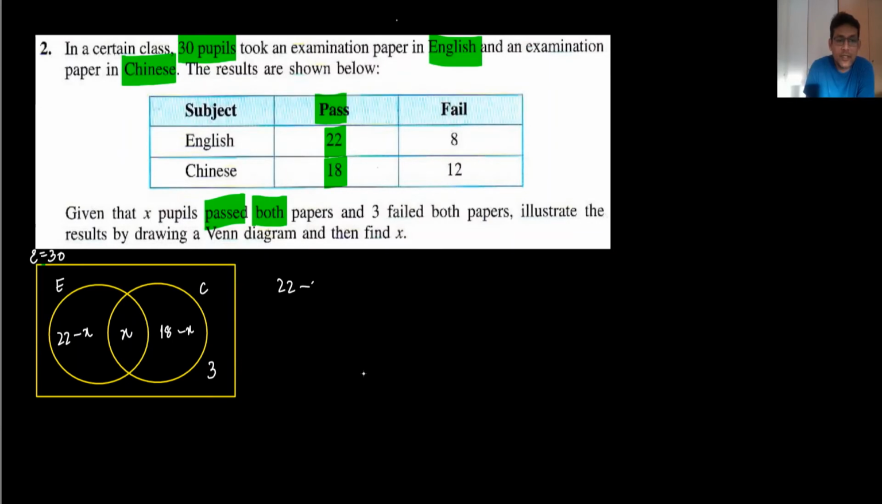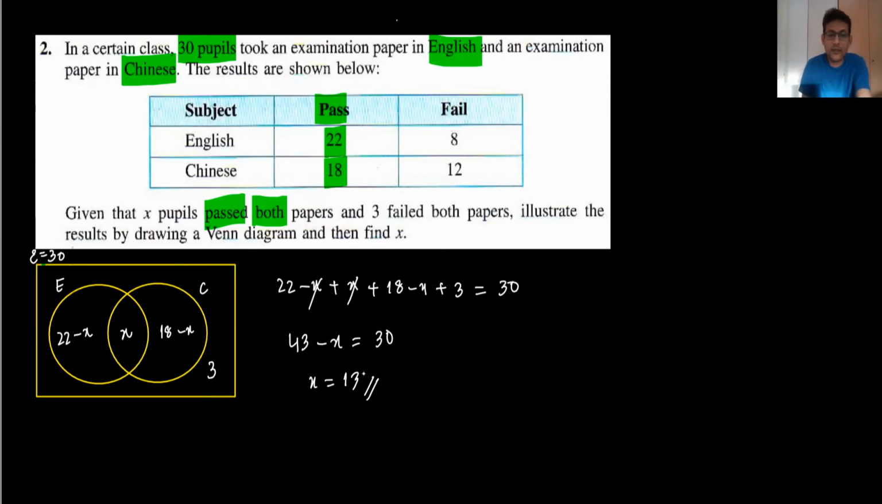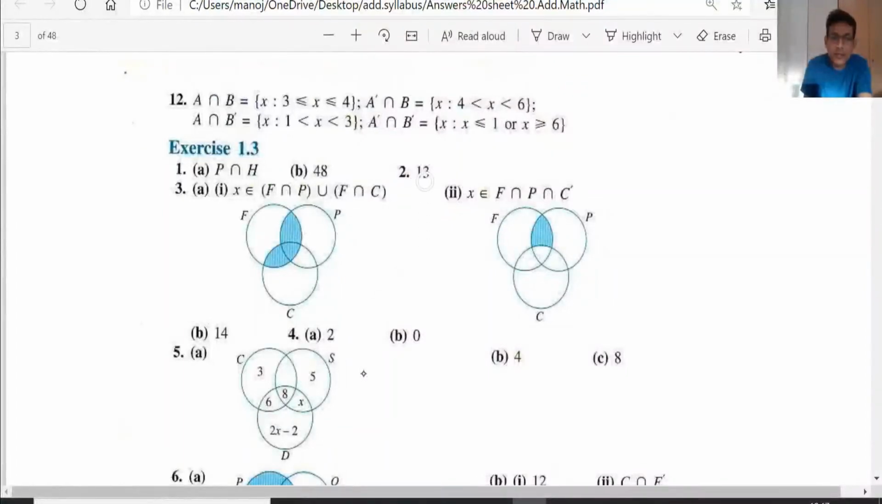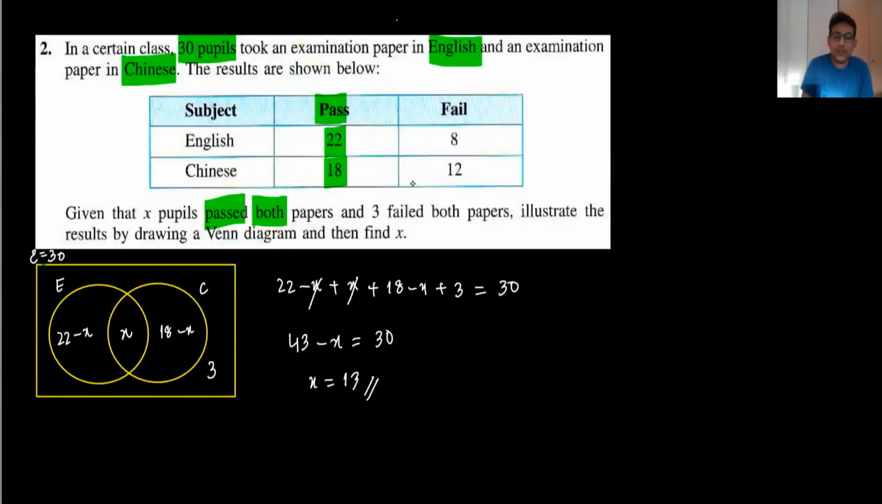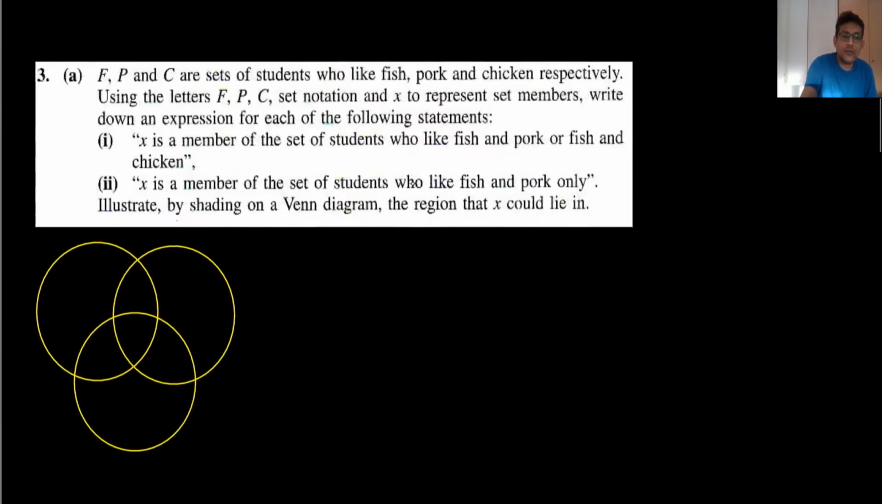So 22 minus x, this area, plus x and plus 18 minus x and plus 3 is equal to 30, as given here. Now it is very simple. You can do the calculation. 22 plus 18 is 40, 43 minus x is equal to 30. 30 shifts here, x on the right-hand side, so x is coming 13 and we have done it. So this was question number 2. I want to check: the answer is coming 13, which is right. So, the next question is question number 3.